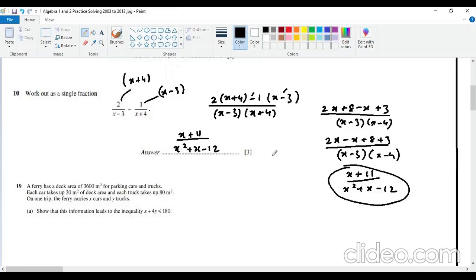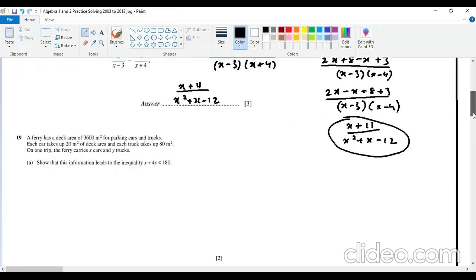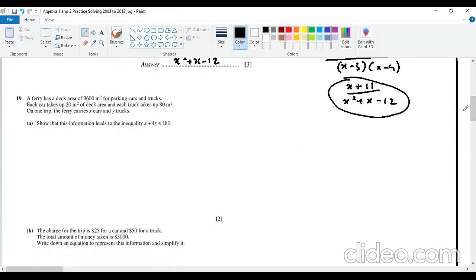Now comes the next question. It says a ferry has a deck area of 3,600 square meters for parking cars and trucks. Each car takes up 20 square meters of deck area, and each truck takes up 80 square meters. On one trip, the ferry carries x cars and y trucks. Show that the information leads to the inequality x plus 4y less than or equal to 180.